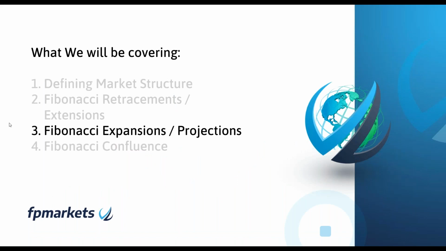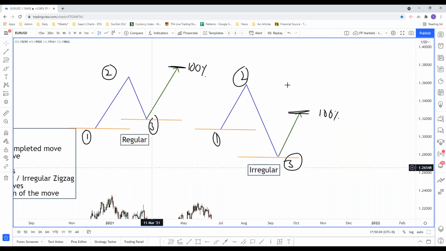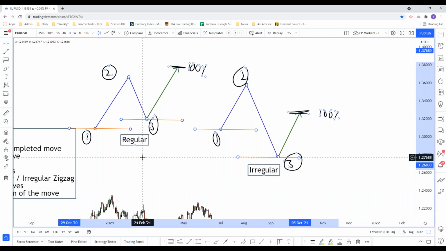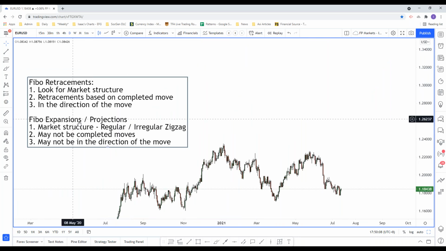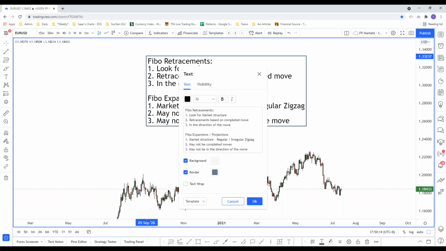All right, so now to wrap up, before I move into Fibonacci Confluence, to wrap up Fibonacci retracement and expansions, there is just one final point which ties these two ways of drawing Fibonacci together. And this overall guiding principle, let me just remove all these drawings of regular, irregular, okay? So these are my Fibonacci retracements and Fibonacci expansion projection rules, right?